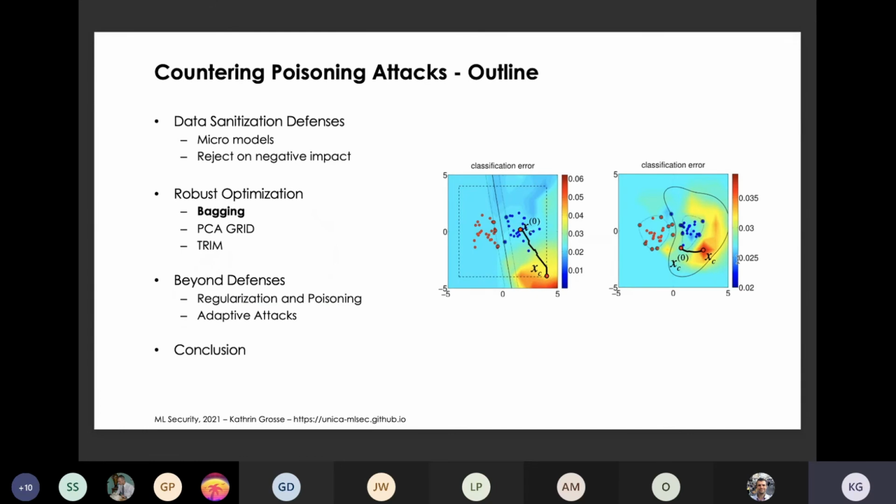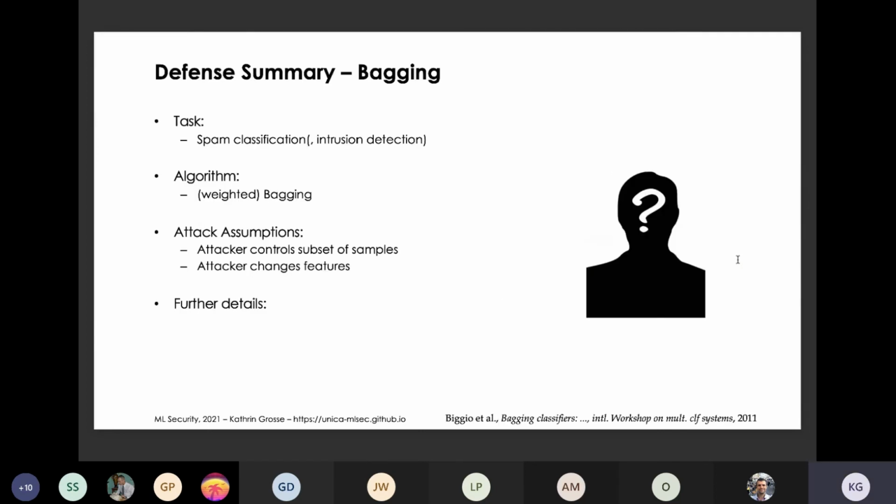Okay, then let's talk about robust optimization and robust training. The first approach we're going to talk about is bagging. And again, the task here is spam classification. Technically, the paper also contains experiments on intrusion detection, which we're going to skip here. The algorithm we're going to use is bagging or weighted bagging.